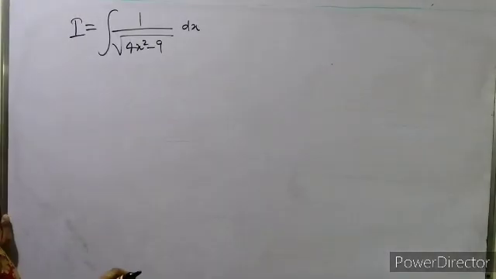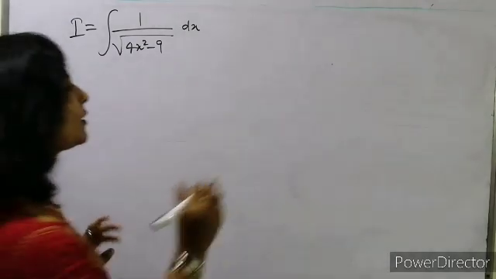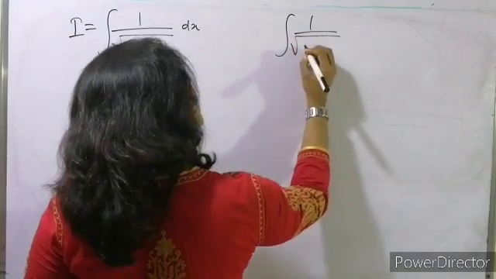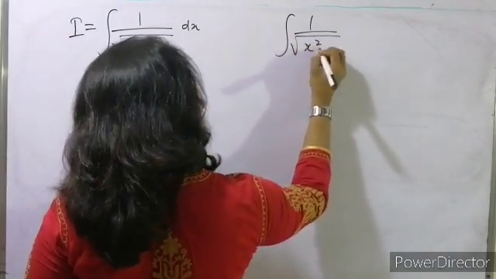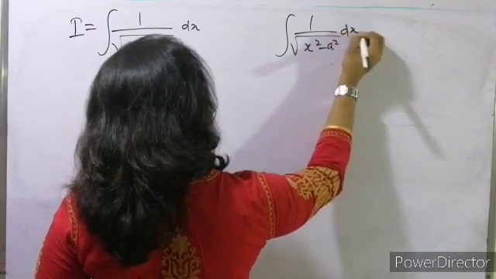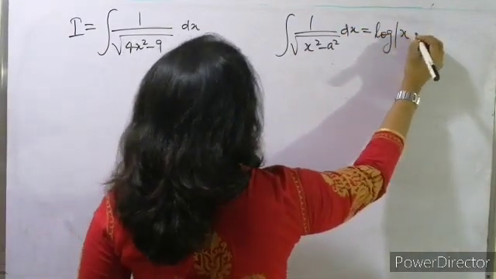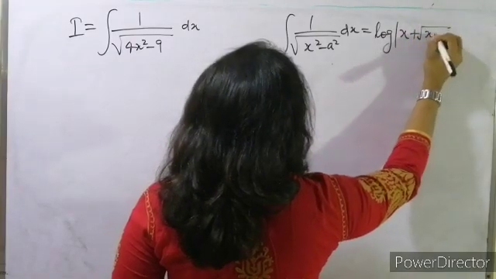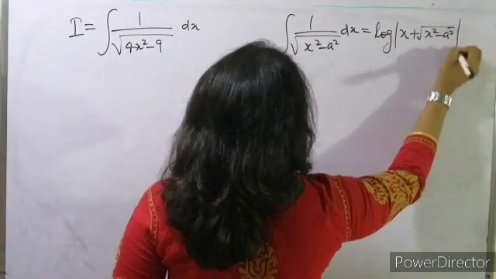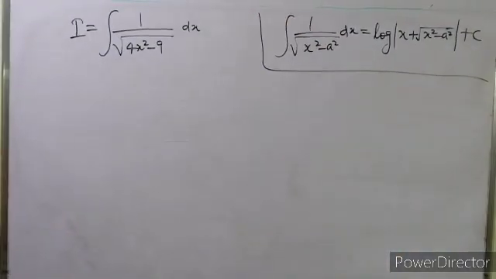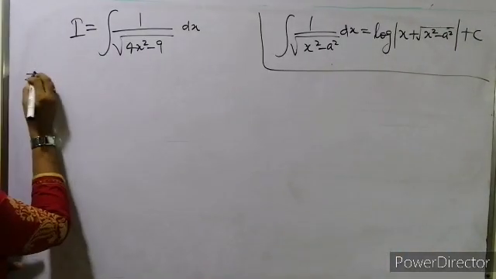So we have a question, and so we have this question. ये किसके ऊपर based है? 1 upon square root of x square minus a square के ऊपर based है. So we know that we have to find out the integral of 1 upon square root of x square minus a square with respect to x. What value we'll get? We'll get log of x plus square root of x square minus a square plus c. Okay, this value. Now पहले हम इसे solve करेंगे.